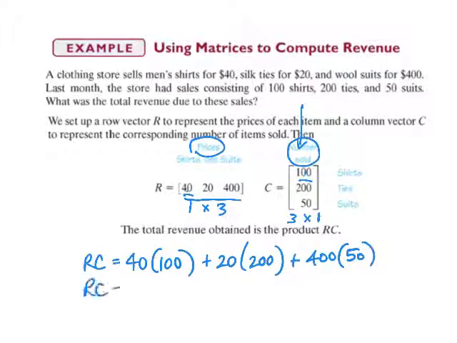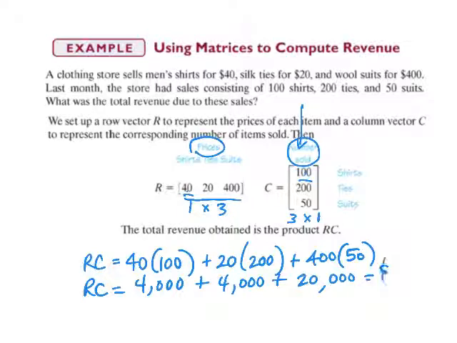So let's multiply this out. We end up with 4,000 for our shirts and 4,000 for our ties. And then we have $20,000 in suits. So when you add that all up, we end up having revenue of $28,000. And that's just a very simple example of why you might do matrix multiplication.